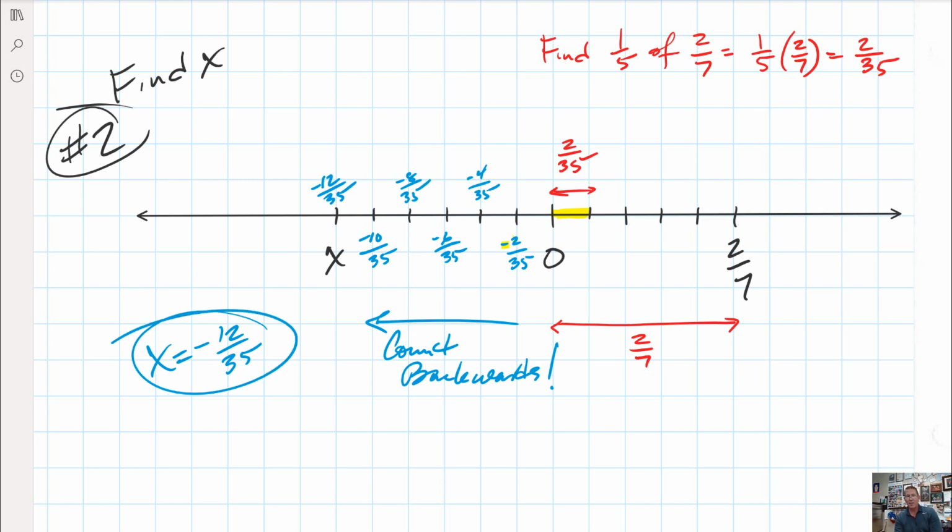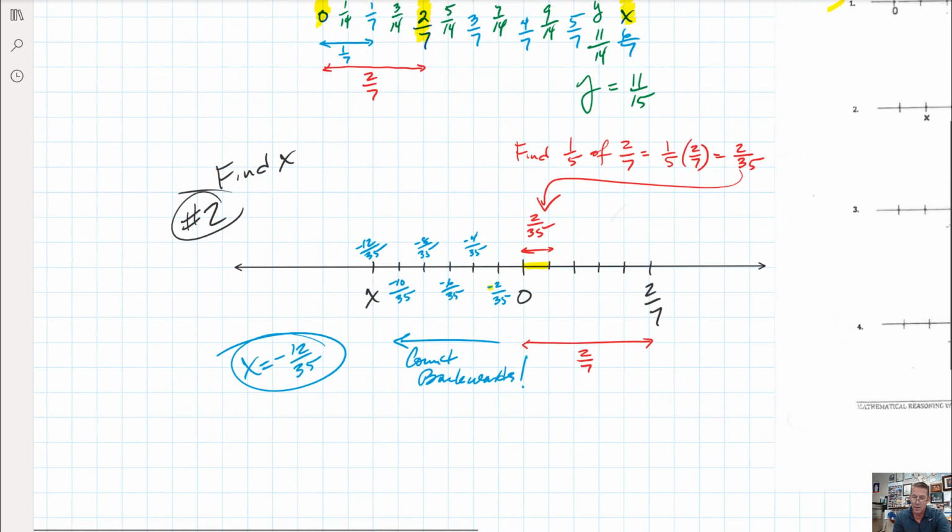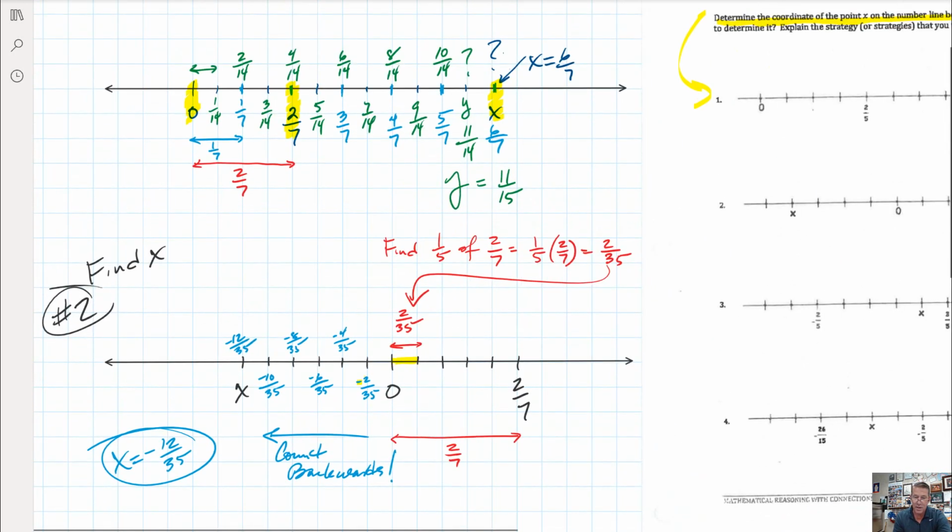Okay? And that, my friends, is how it's done. You got to find the distance between the grid lines first by using basic arithmetic. All right, so this distance right here is found by taking the distance that we were given between 0 and 2/7, which was divided into 5 equal parts. So we take 1/5 of that number, 1/5 of 2/7, which gives us 2/35, and then simply count backwards. And that, my friends, is how it's done on this simple lesson.